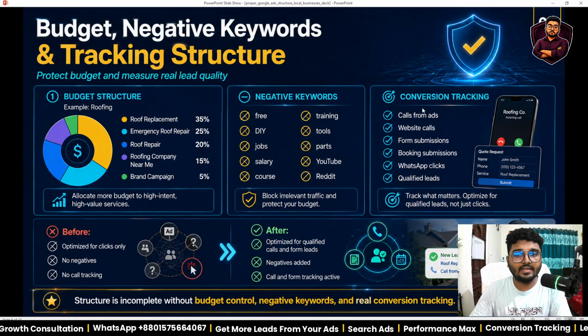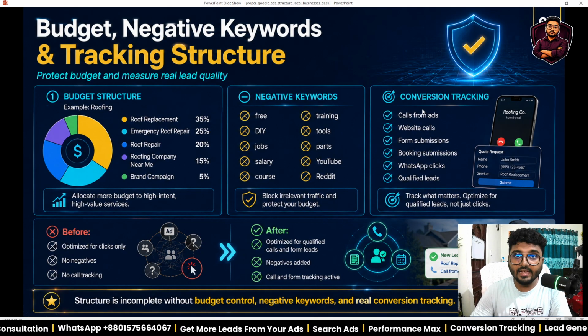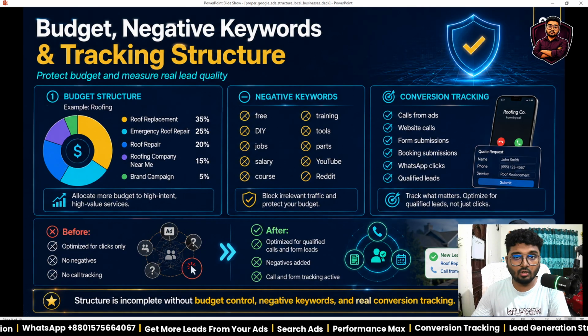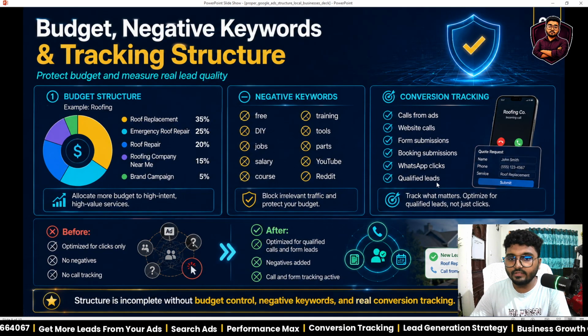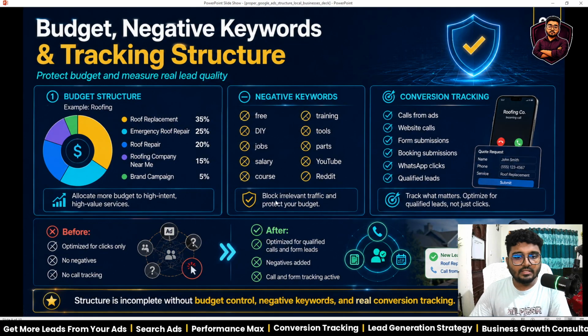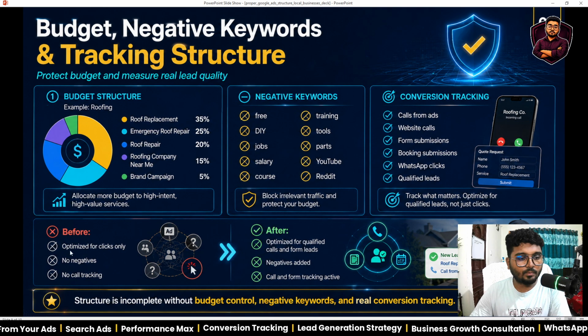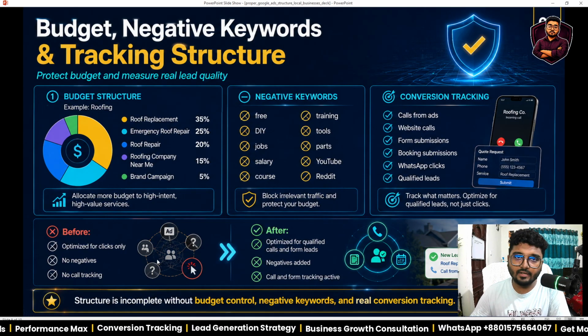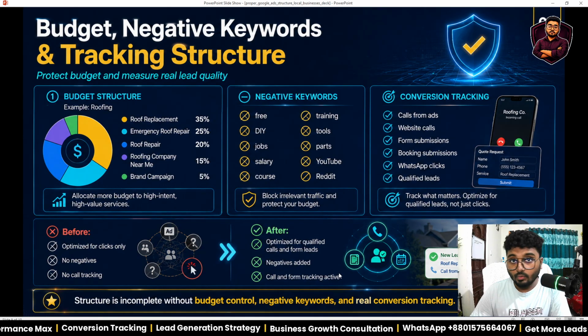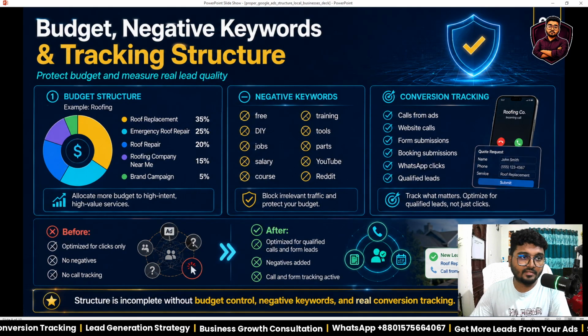So conversion tracking is also essential to track how many leads I get, how many calls I get, right? So: calls from ads, website calls, form submissions, booking submissions, WhatsApp clicks, qualified leads. So this is it, to block irrelevant traffic. So before, optimize for clicks only, no negatives, no call tracking. Without all of these things, your ad becomes messy, your ad becomes garbage. But after, when you fix all of these things, your ad becomes a lead magnet machine.